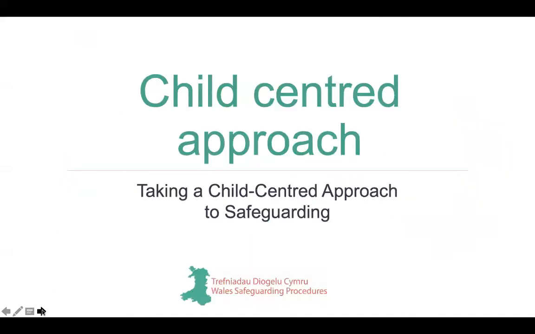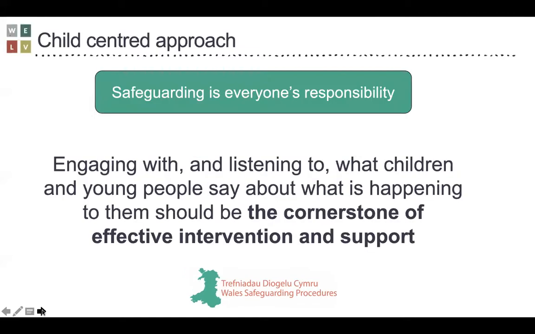So we start with the child-centered approach to safeguarding. What is it? What does it look like? It's important to remember right at the beginning that safeguarding is everyone's responsibility. When we're thinking about our approach to safeguarding children and young people, we need to remember that engaging with and listening to what children and young people say about what's happening to them should be the cornerstone of effective intervention and support.